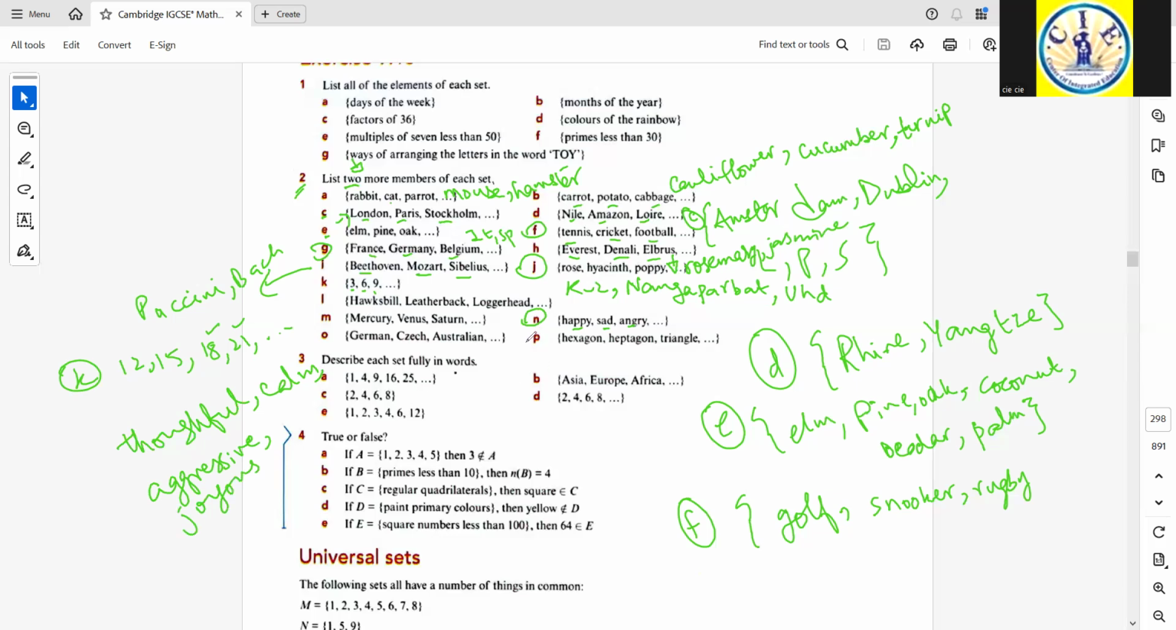And similarly for part P: hexagon, heptagon, triangle. These are closed diagrams. So other than triangle, we can have octagon. We can have pentagon. We can have nonagon, etc. So this is how this question number 2 is to be done.